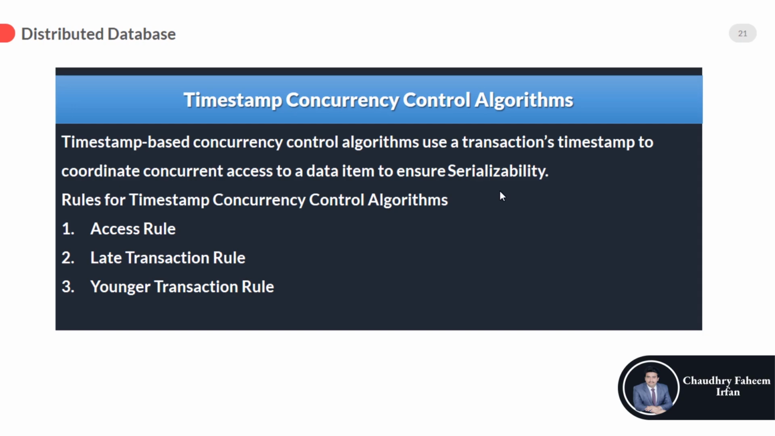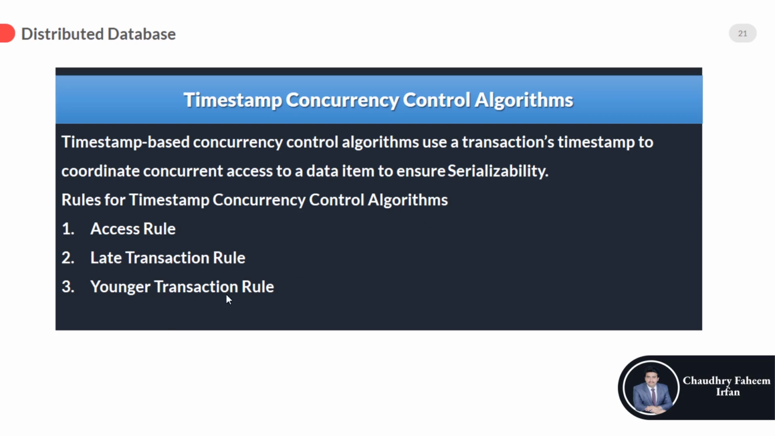These algorithms ensure that transactions commit in the order dictated by their timestamps. An older transaction should commit before a younger transaction, since the older transaction enters the system before the younger transaction. So transactions commit according to their sequence. The rules for timestamp concurrency control algorithms are: access rule, late transaction rule, and younger transaction rule.